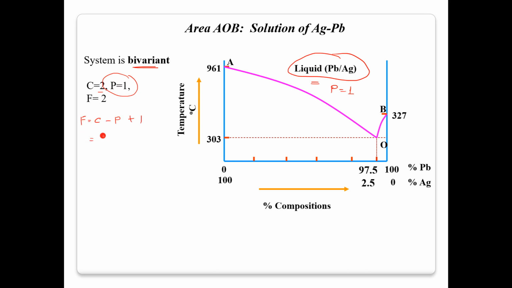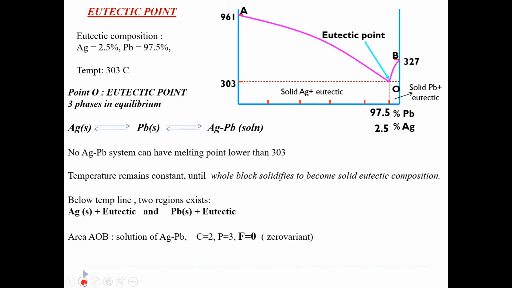F is equal to C minus P plus 1. So what is the answer over here? 2. Yes or no? This gets cancelled, so it is bivariant. So the system is now bivariant. You can watch the water system video where I have explained all these terminologies. Eutectic point. So just like the triple point of water, this is the eutectic point of the lead silver system where everything is in equilibrium. So what is in equilibrium? Now what is the composition of the eutectic point?